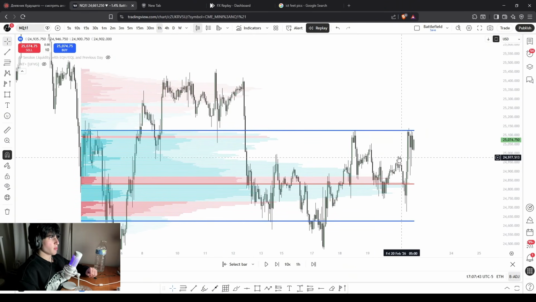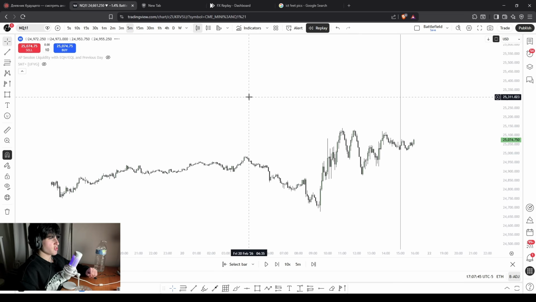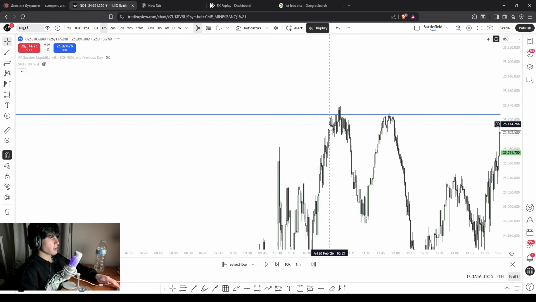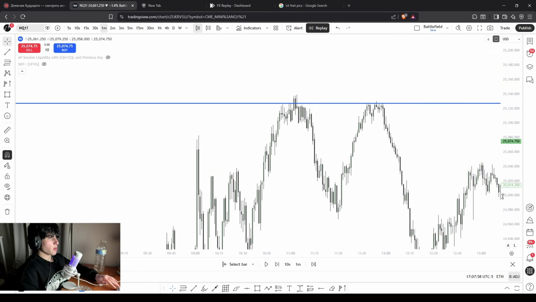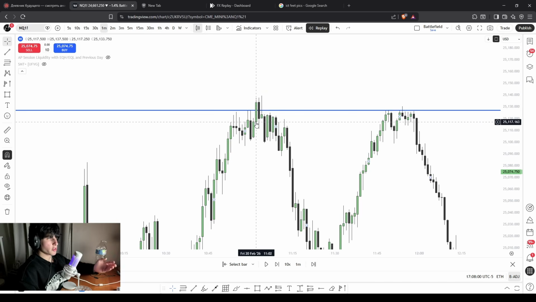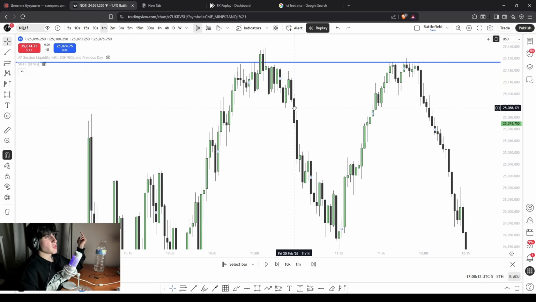So let's drop down to 1 minute, and as you can see, here we got a classic order block setup. It was pretty simple. We closed above this candle, then we closed below it. Some people also call it CSS, change in the state of delivery, whatever. The concept is basically the same.